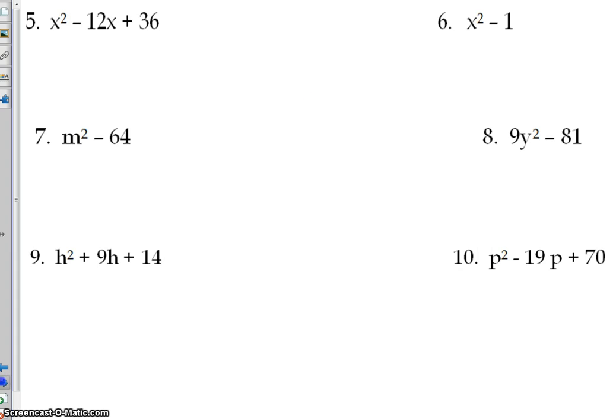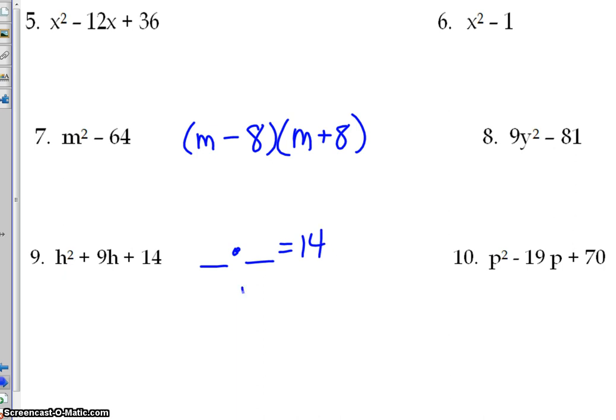2 more. This is the difference of 2 squares for 7. So I'm looking at 7, I'm saying to myself, well, the square root of m squared is m. Square root of 64 is 8. It's just m minus 8, m plus 8. 9 is one where we say what two numbers multiply to get 14, and they add to equal 9. Actually, we did this together, didn't we? If you remember right, the two numbers were 2 and 7. So we did that already.